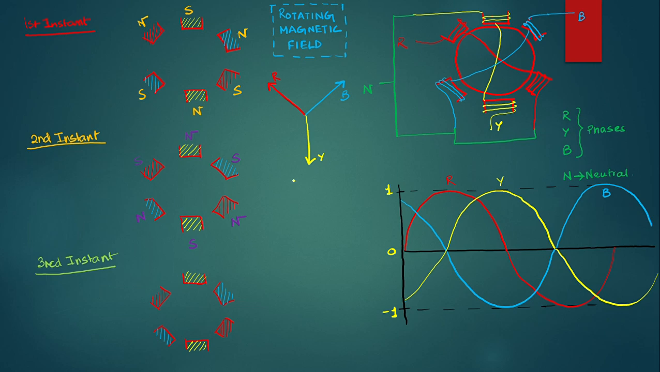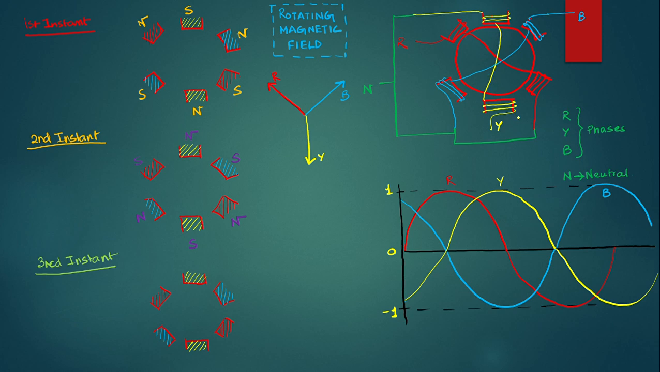Hello everyone. Today we are going to discuss the rotating magnetic field in a three-phase induction motor. To understand the rotating magnetic field, we first have to know the construction of windings in a three-phase induction motor. For ease of understanding, we have taken a six-pole machine, where we have three pole pairs.